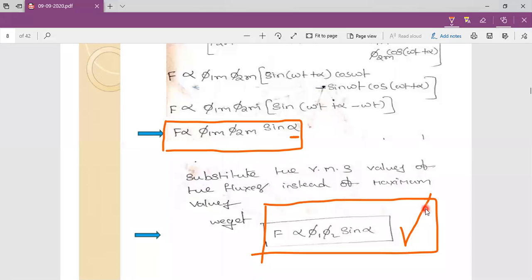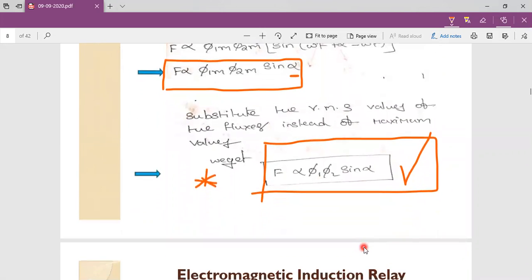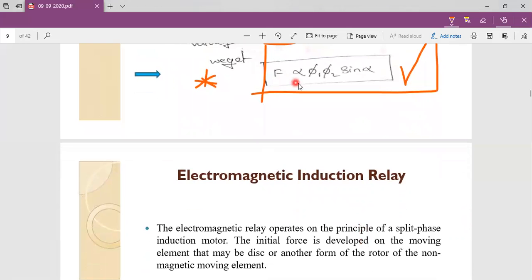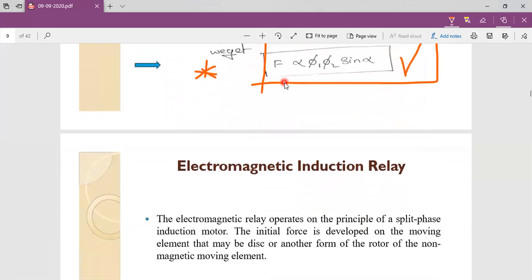Okay, in electromagnetic induction type relays, the torque produced on the movable element, whether it is cup type or disc type, whatever it may be, is directly proportional to phi1 phi2 sine alpha. This is the derived equation of torque of the electromagnetic induction relay. So keep it in mind and try to learn it. This is very important from the exam point of view. Try to remember this equation: torque is directly proportional to phi1 phi2 sine alpha.